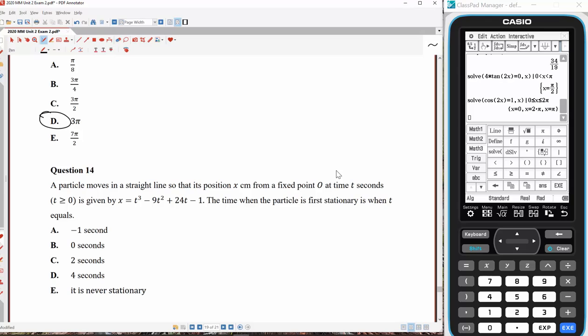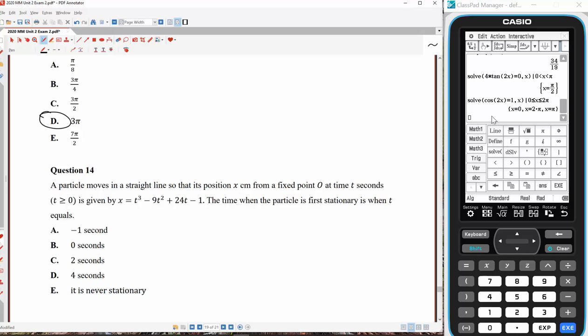Okay, a particle moves in a straight line so that its position x centimeters from fixed point O at time t seconds is given by this. The time when the particle is first stationary is when t is equal to... So this function here is the displacement.